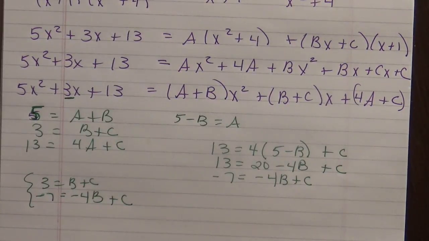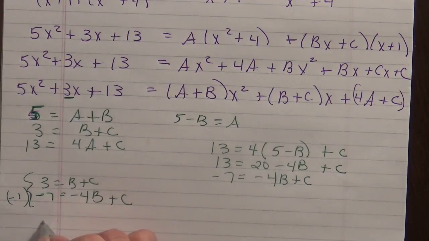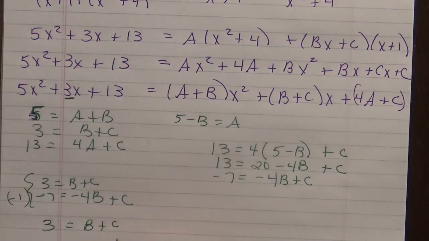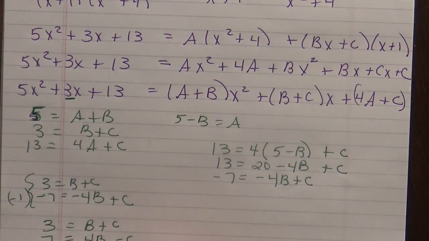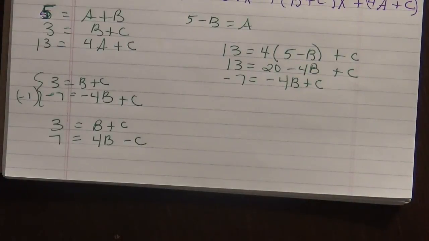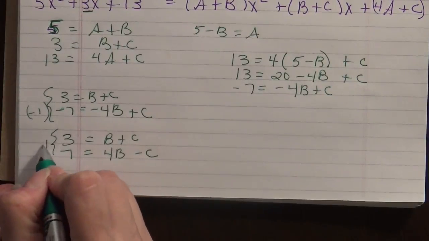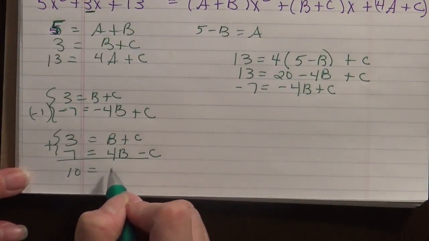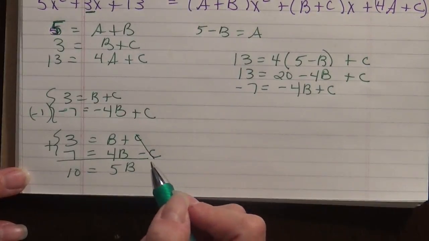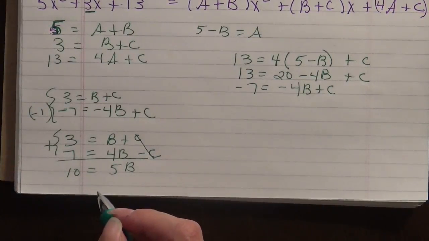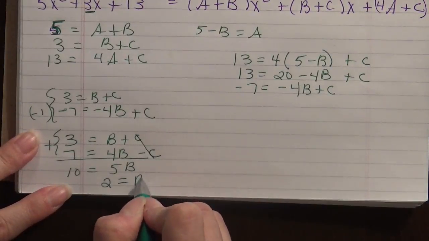To do that, I'm going to multiply the bottom equation by negative 1. That way I can eliminate the c. So I'll have 3 equals b plus c. And then the bottom equation I've got 7 equals positive 4b minus c. Okay, and now I can add these together. That'll give me 10 equals 5b, and my c's cancel. Divide both sides by 5, and I get 2. So b equals 2.